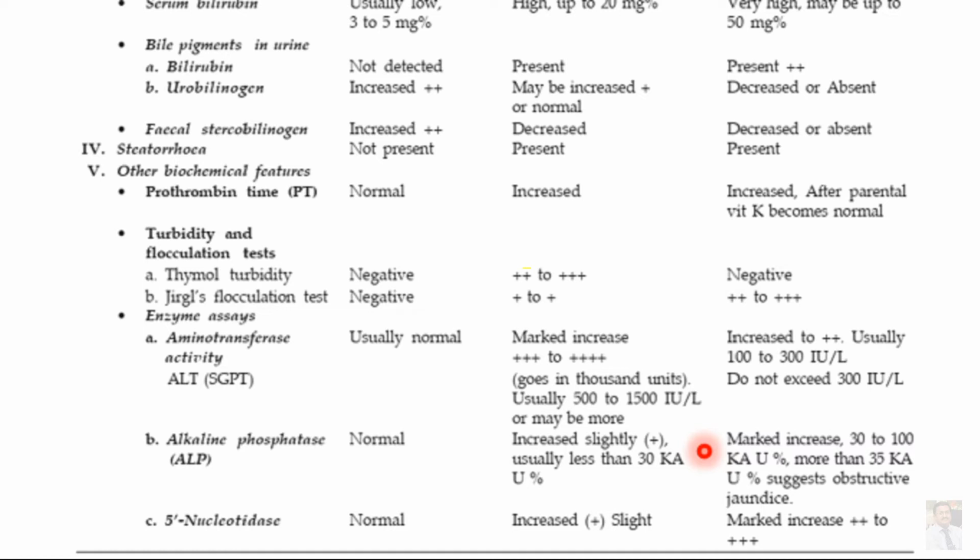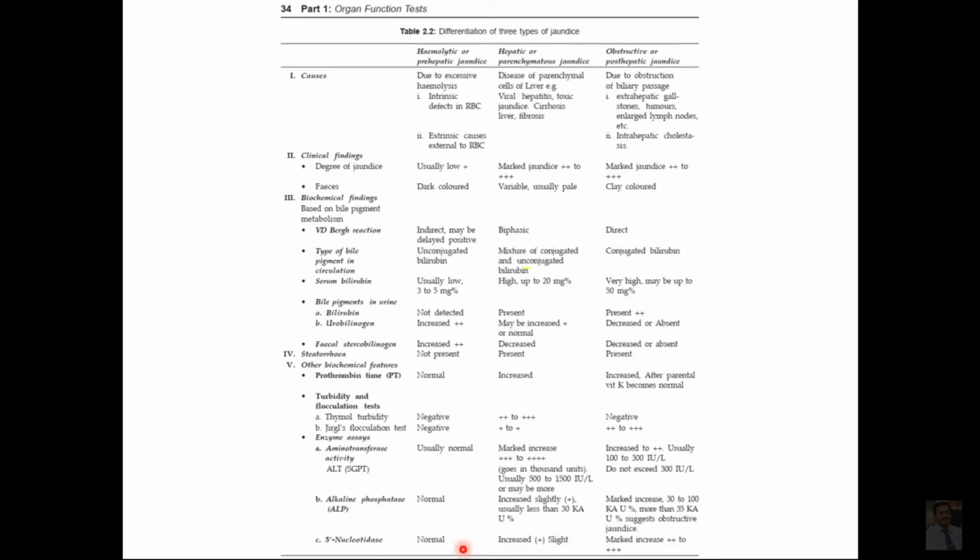Third enzyme, and the final test for enzymatic analysis, is 5' nucleotidase. It is quite normal in the first case, that is hemolytic jaundice, slightly increased in the second case, and there is a steep increase in the third case. The second case is hepatic or parenchymatous jaundice, and the third one is obstructive jaundice. So in both cases there is a marked increase, and here it is quite normal. So this is a complete organ function test.